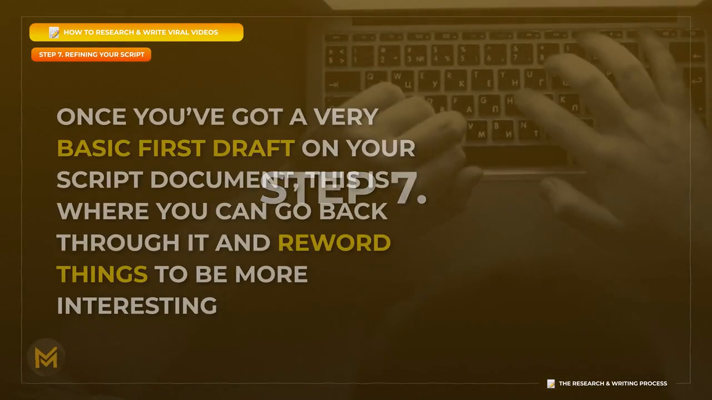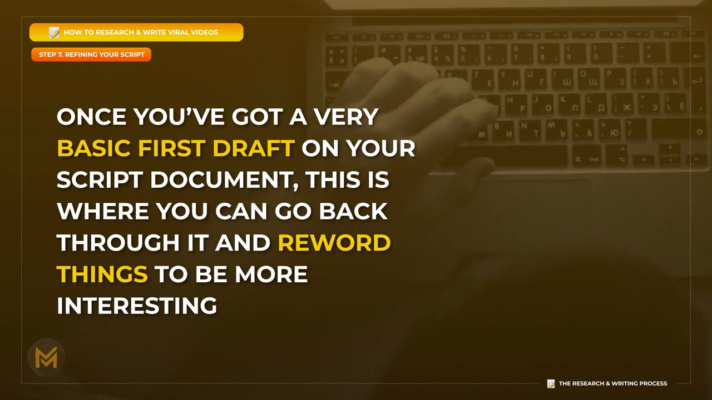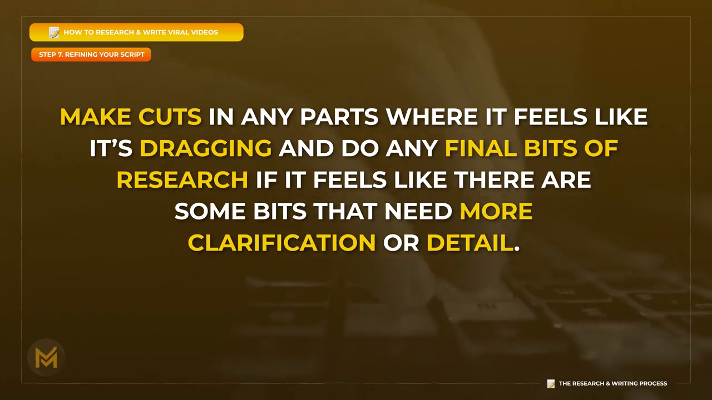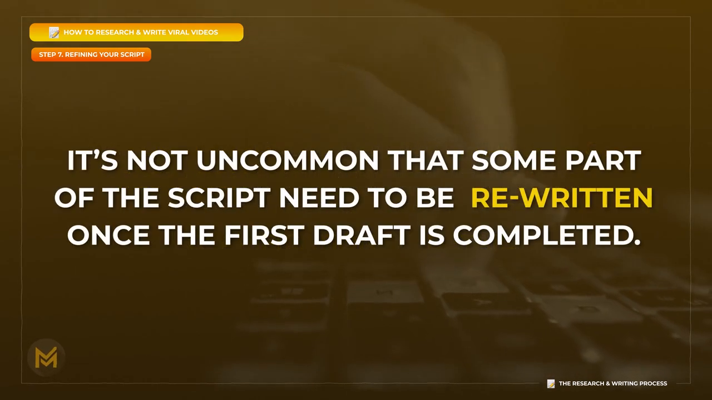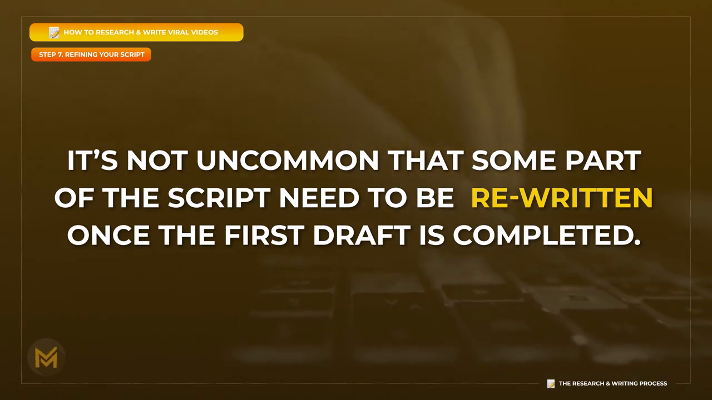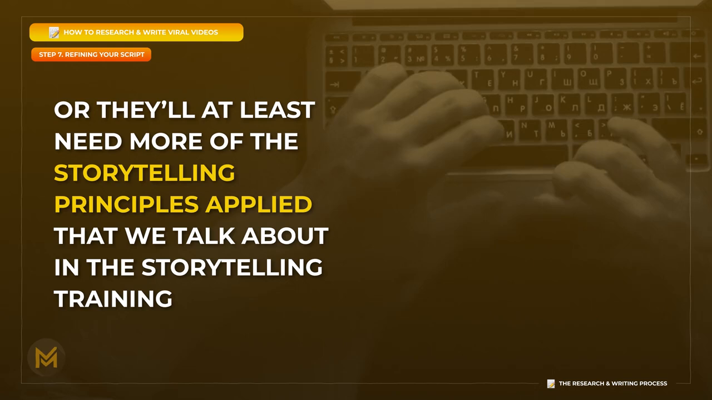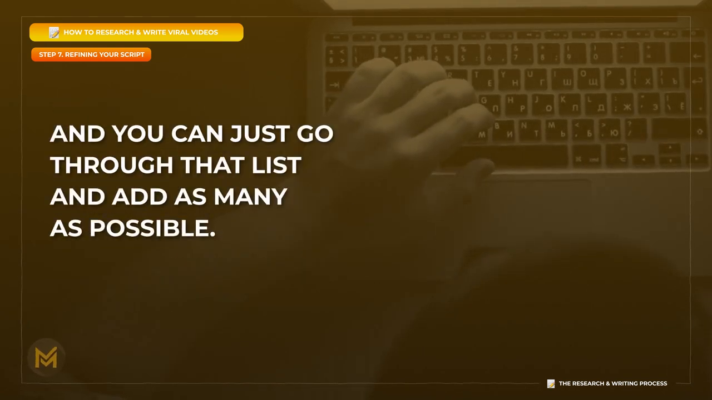Then step 7, once you've got a very basic first draft on your script document, this is where you can go back through it and reword things to be more interesting, make cuts in any parts where it feels like it's dragging, and do any final bits of research if it feels like there are some parts that need more clarification or detail. It's certainly not uncommon that some parts of the script may need to be rewritten once the first draft is completed, or they'll at least need more of the storytelling principles applied that we talk about in the storytelling training.